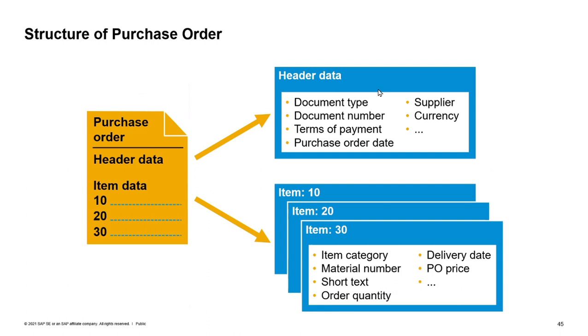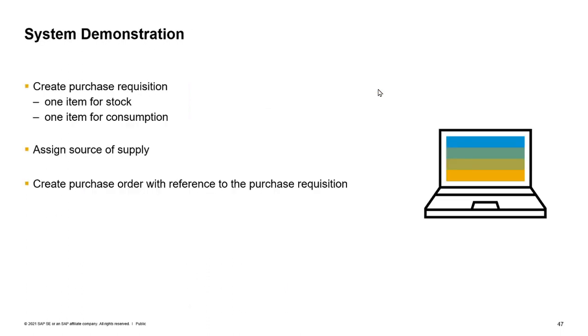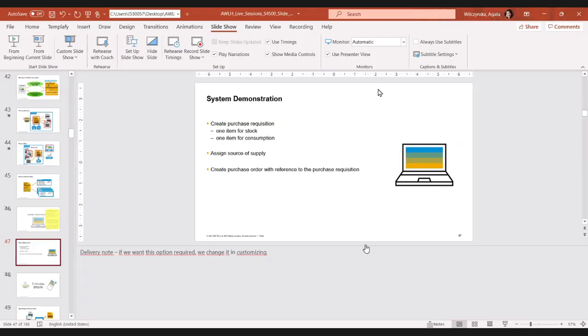And then we have items, item category. Again, item category tells us which business process we follow. Then we have material number, short text, order quantity, delivery date, or PO price. All of this I'm going to show you during the demonstration. Right now, you're going to look at the slide and you think, okay, but it's important. And I'll tell you why during the demonstration time. And it's right now, guys. You're so lucky. Okay, so now we start with purchase requisition.